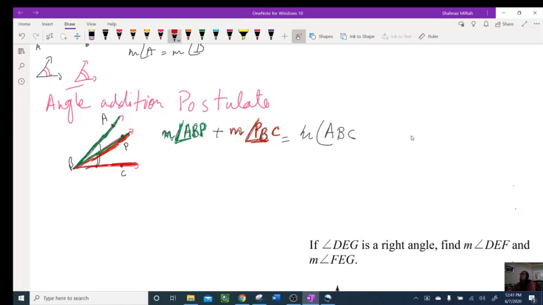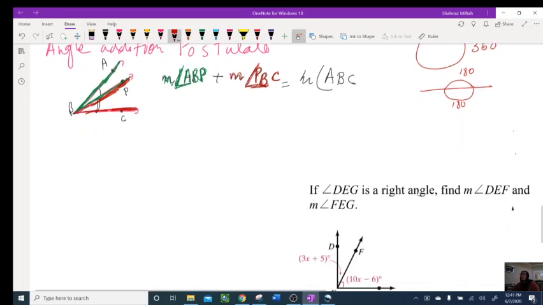Circle. Let's talk about circle. If I have a circle right there, the measurement of the circle is always 360. Why? You see the straight angle was 180. So if I make one more, this is also 180. 180 plus 180 will give me 360. Just wanted to make sure you know that.